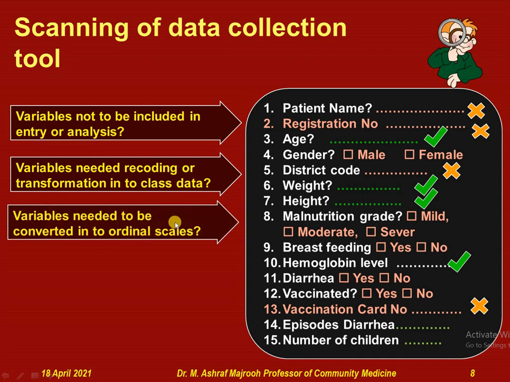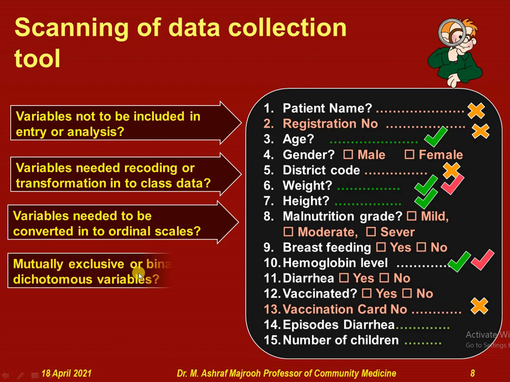The variables needed to be converted into ordinal scales. There are some variables which are originally numeric variables, but they can be transformed into categorical ordinal variables. Similarly, the example is weight and the other example is hemoglobin. The hemoglobin can be categorized into anemia, mild anemia, moderate and severe anemia. So these are the variables which can be converted into ordinal scale. Originally they are generated in numeric form.